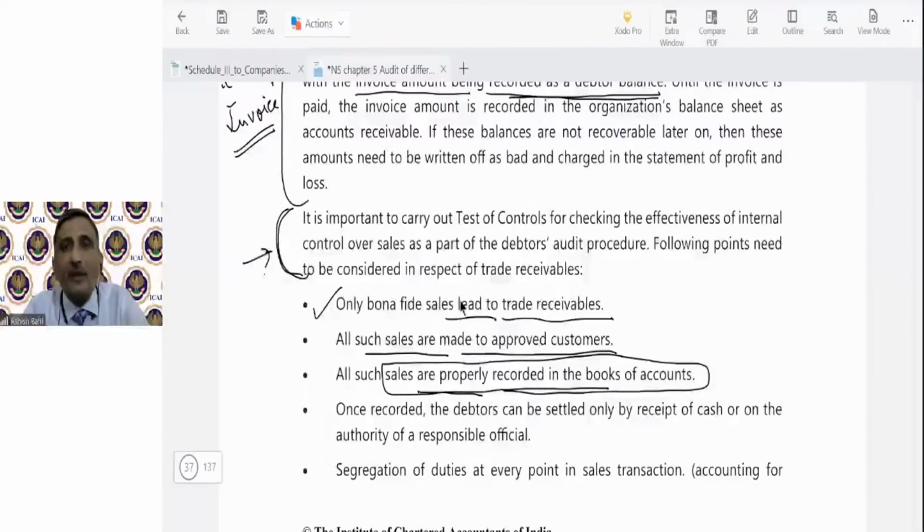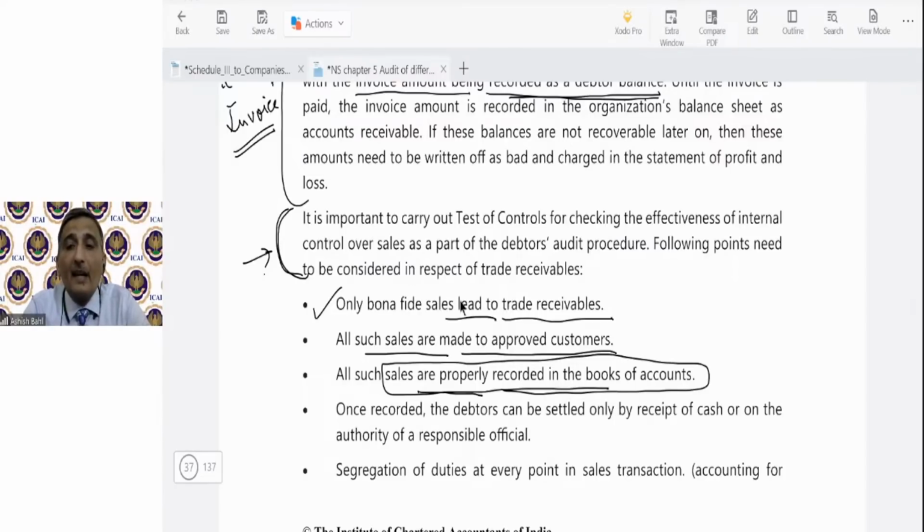Whether there is a possibility that sales are taking place but are not recorded in books of accounts, leading to understatement of sales. And what is the procedure of exercising control over money to be received from the debtors? How is follow-up being taken by the company's officials regarding recovery of money from the debtors?